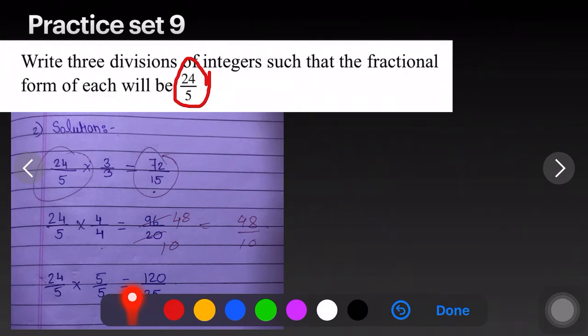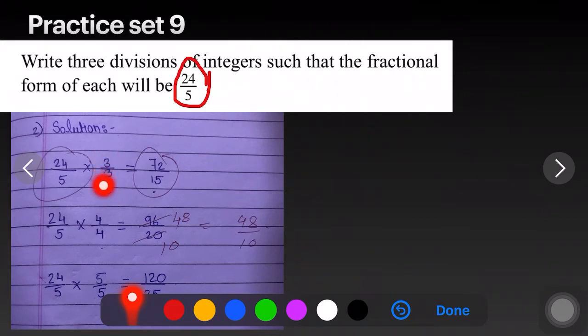We can see that the reduced form of 24 upon 5 is not possible, but we can increase it, like we can multiply. If we reduce the multiplied form, we will get 24 upon 5. So we are going to multiply 24 upon 5 by 2, and we'll get the answer 48 upon 10. If we reduce it, we will get 24 upon 5. When multiplying, the numerator and denominator should be multiplied by the same number. Are you understanding?